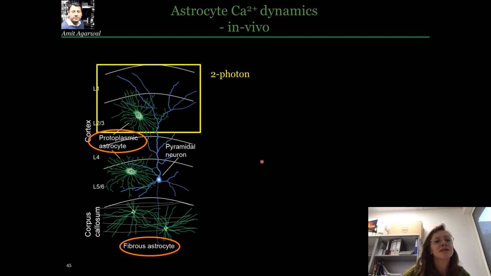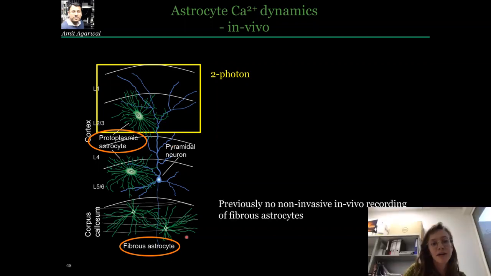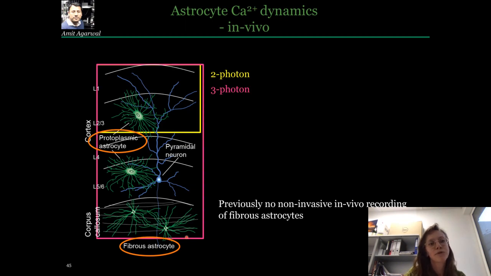So protoplasmic astrocytes have already been investigated in vivo in the upper layers of the cortex, while fibrous astrocytes, due to their deep location in the brain and their location amongst the highly scattering corpus callosum fibers, have previously not been investigated in vivo and non-invasively. So we set out with our microscope to study both deep protoplasmic astrocytes and fibrous astrocytes.